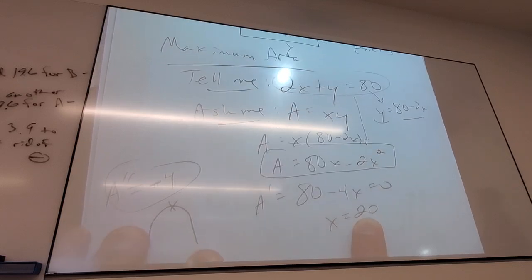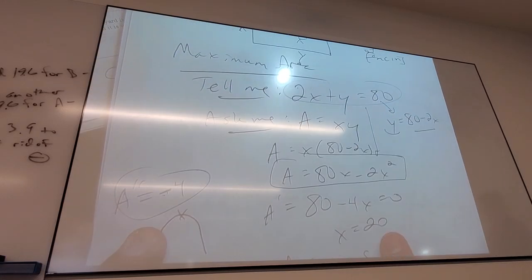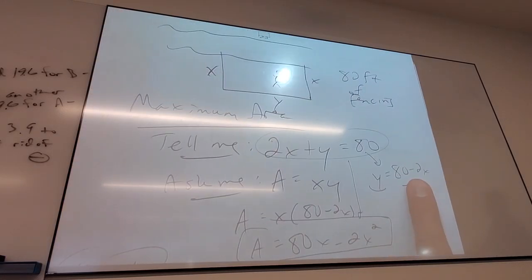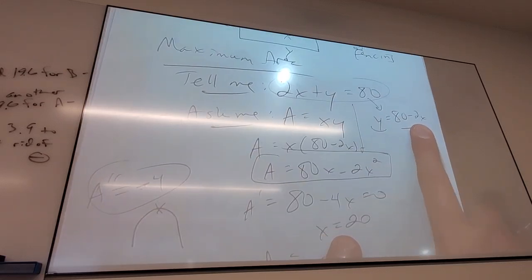Yeah, what are the dimensions? Let's do that first. What do you mean to find y? Yeah, if x is 20, what's y? X is 20. 40. 80 minus twice 20 is 80 minus 40 is 40.